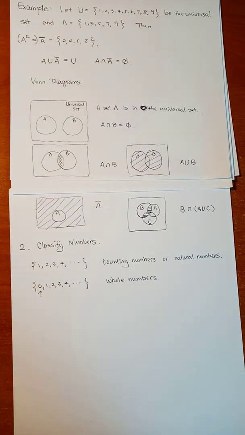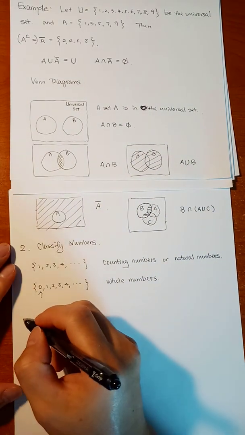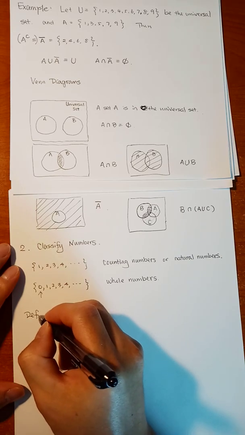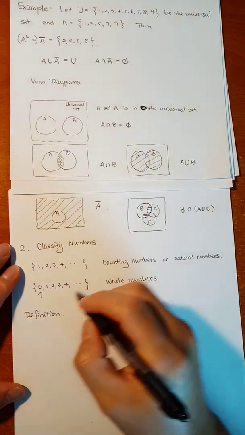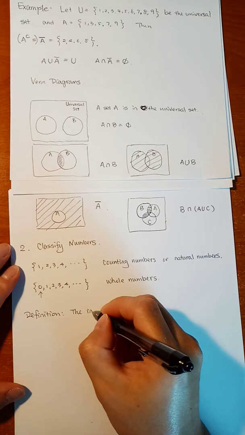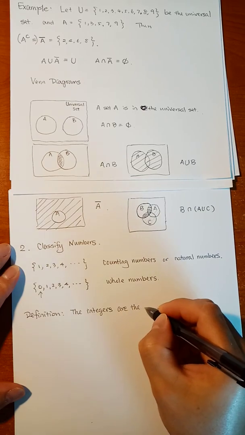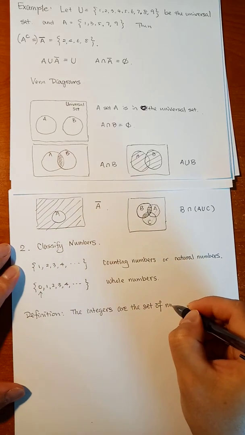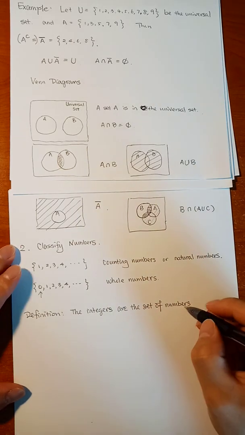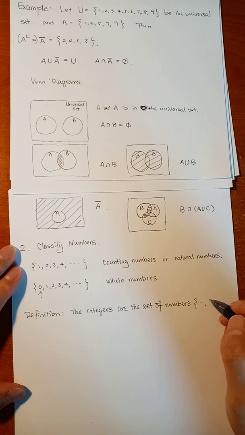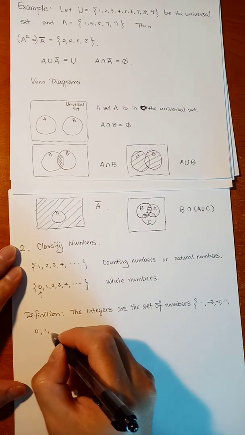And then we learn what a negative number is. I owe you $2, that's negative 2. Okay, so the integers, definition. The integers are the set of numbers, an indefinite set: -3, -2, -1, 0, 1, 2, 3.